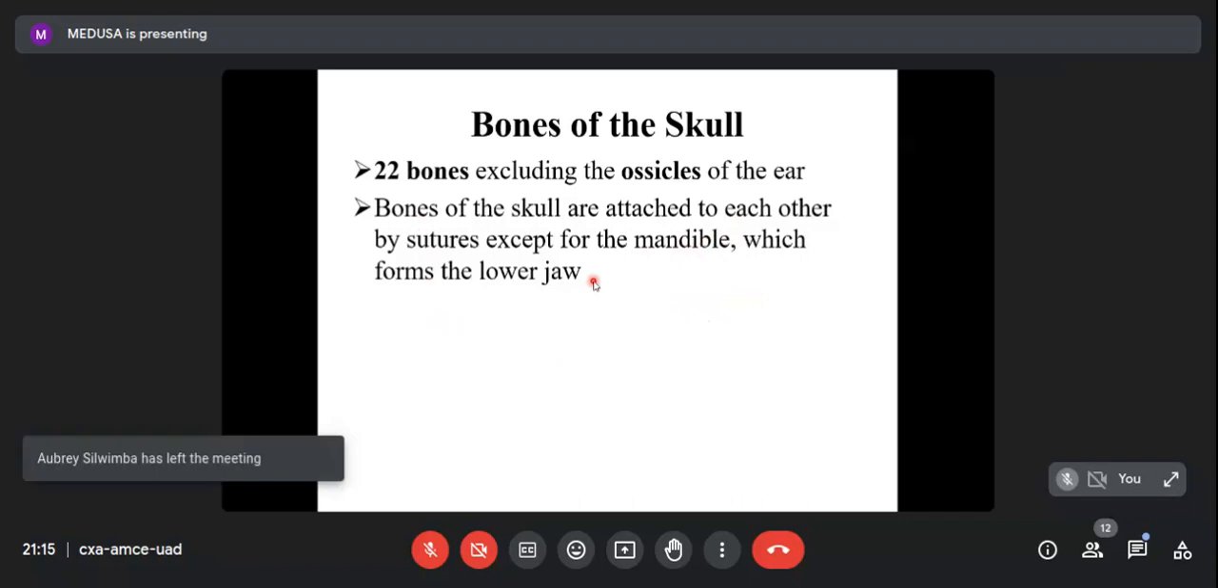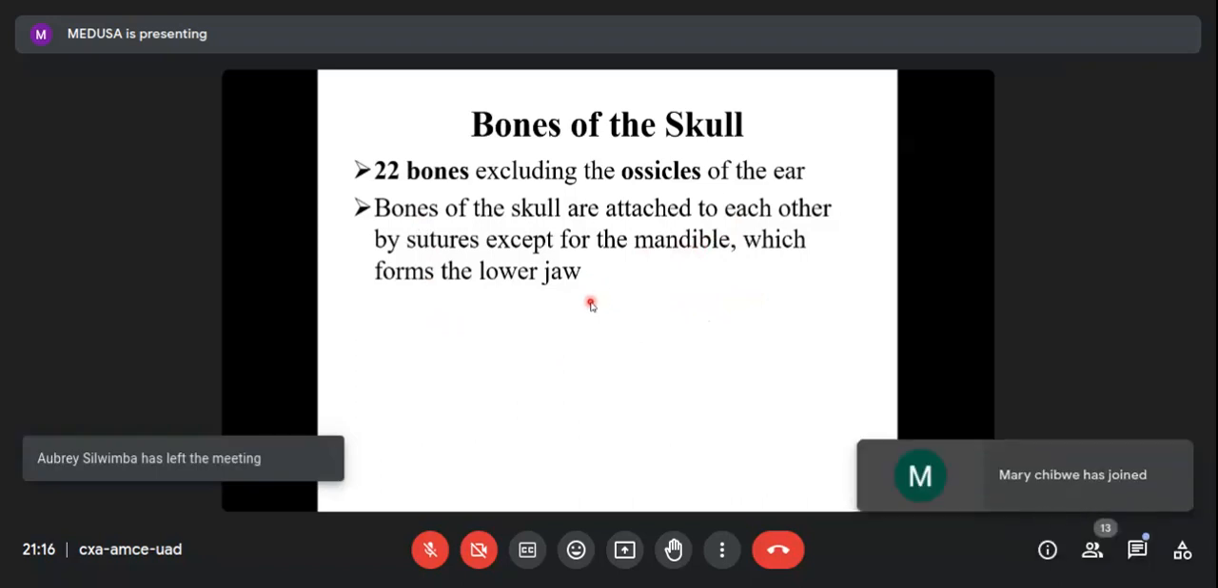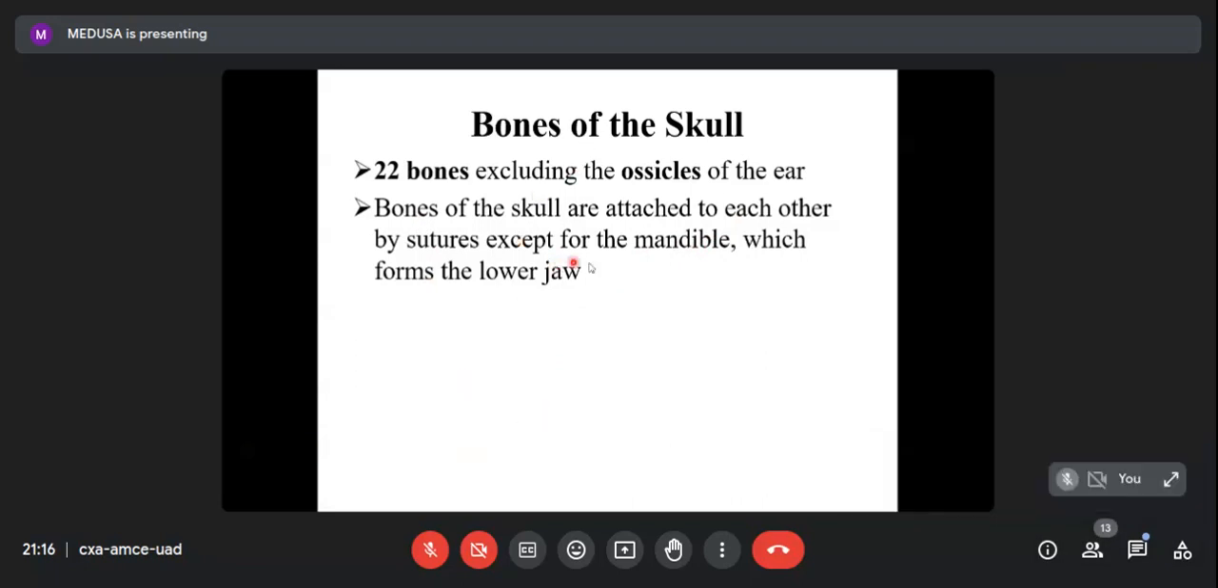We might also have a few synovial joints found in the head. But for now, what we need to know is that all the joints we have are sutures, except for the joint that joins the lower jaw to the cranium. That is what we call the temporomandibular joint.